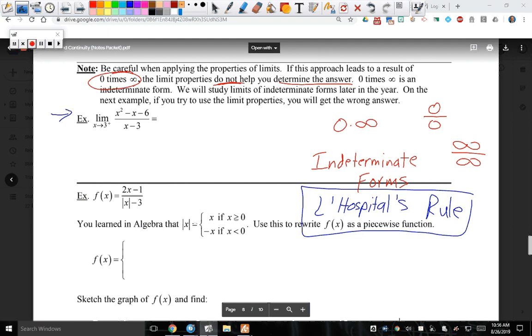If I plugged in 3 right now, I would get a 0 over 0. So I've got to do algebraic manipulation. So x minus 3, x plus 2, factoring was one of the algebraic manipulation forms that we learned, because our goal was to try to cancel out the what? The hole in the graph, the removable discontinuity.